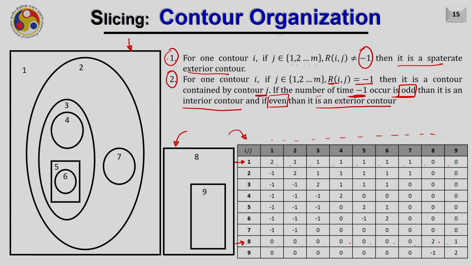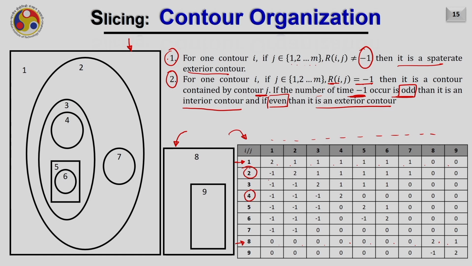Let us try to find out the exterior and interior contours. Contour number 2 is having -1 only once. That means it is an interior contour. Then contour number 3 is having -1 twice. That means it is going to be an exterior contour.